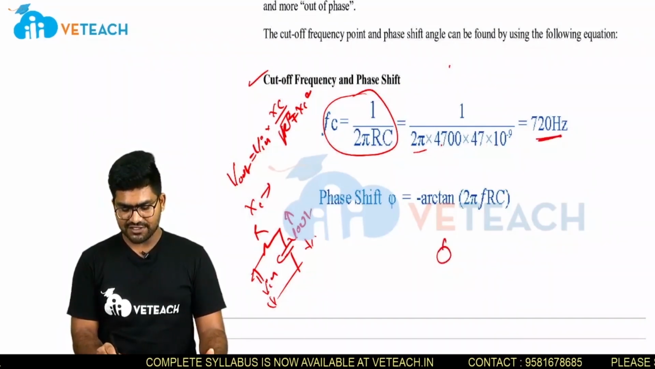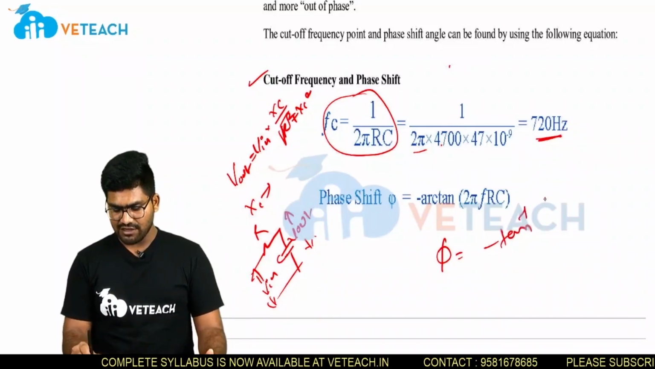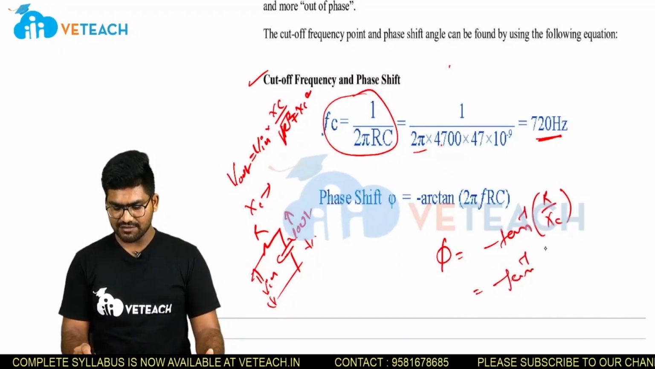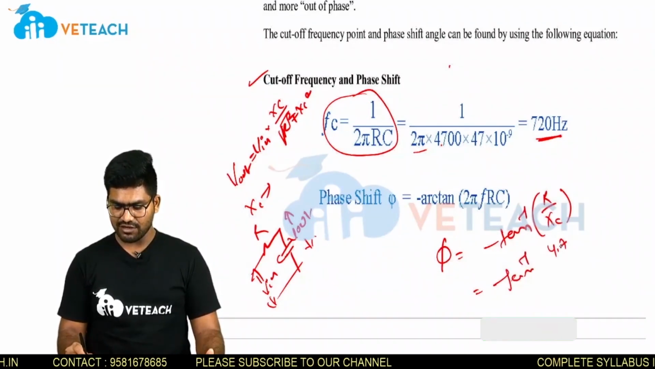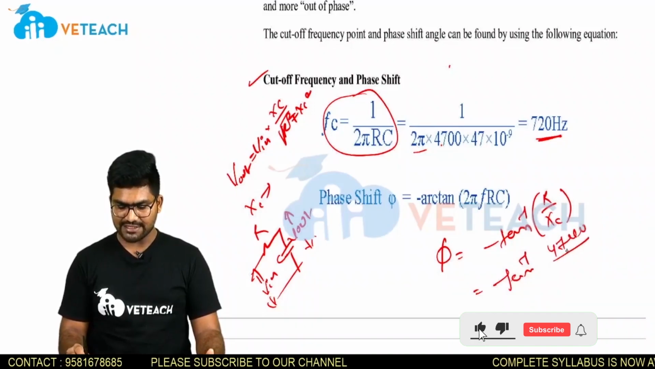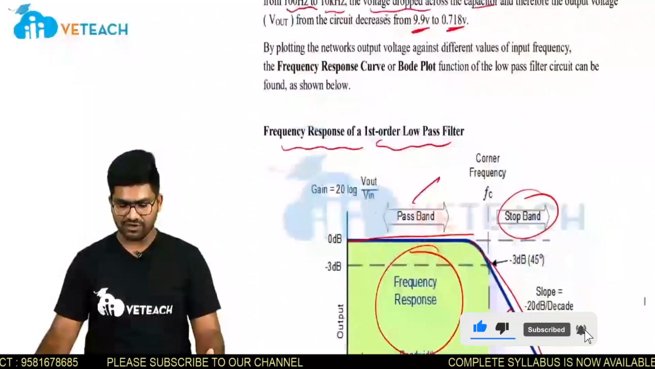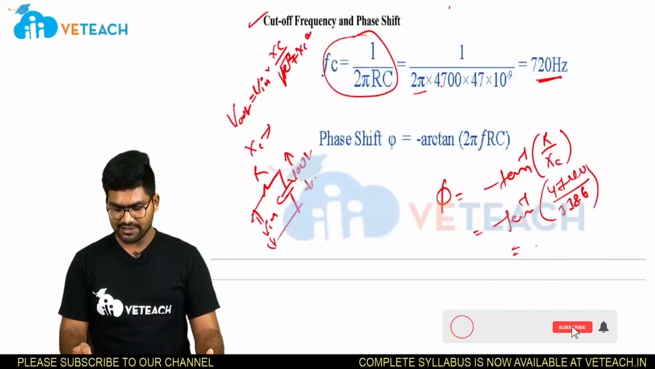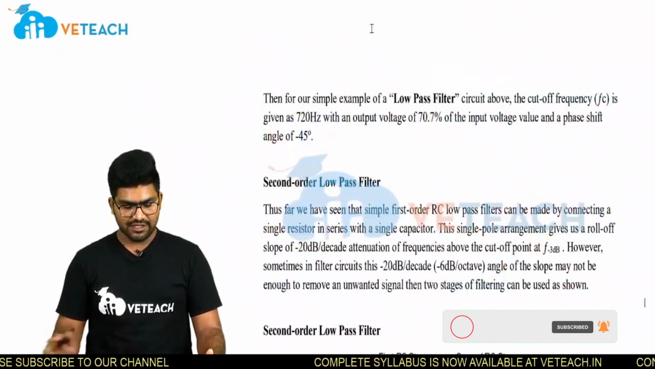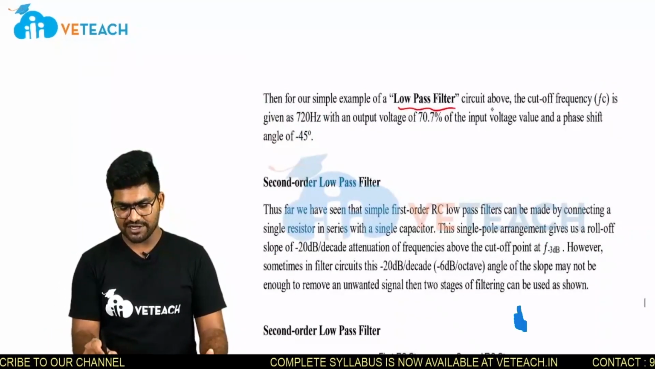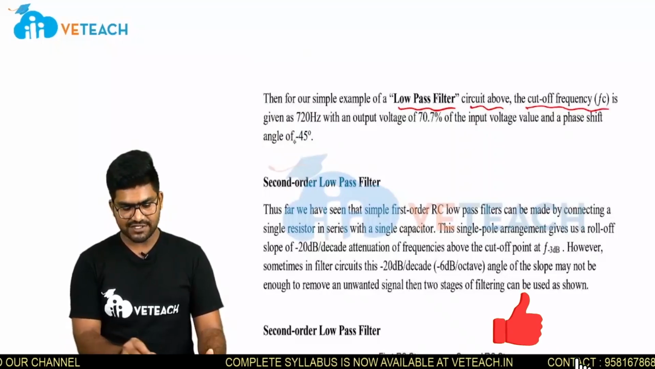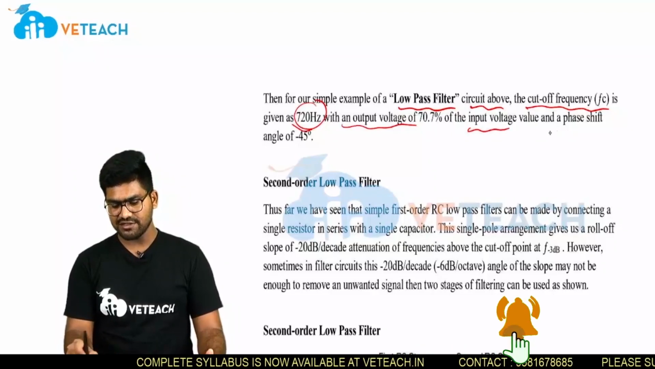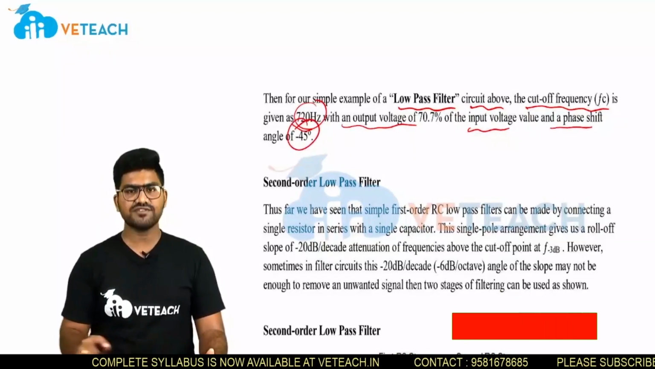Now the phase shift is nothing but minus tan inverse of R by Xc, right? This is the phase shift. So minus tan inverse of R, which is 4.7 kilo ohm, like 4700, by Xc, which in our previous session we got for the 100 volt as 338.6, right? So if I solve this, we will get some angle which is the phase shift angle. Similarly, in our fourth simple example of the low pass filter circuit above, the cutoff frequency Fc is given as 720 Hz with an output voltage of 70% of the input voltage value, and phase shift is angle minus 45 degree.